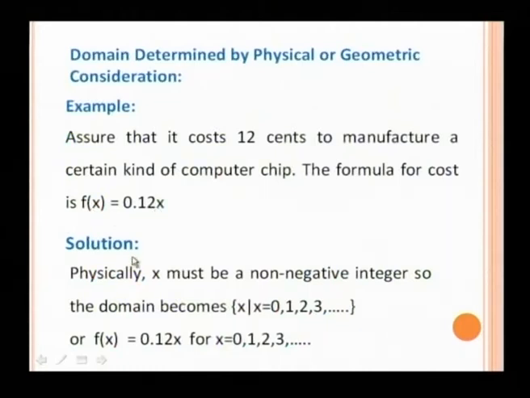For the solution, if we consider physically, then x must be a non-negative integer. So the domain becomes x such that x is equal to 0, 1, 2, 3 and so on, where all the x's would be considered as positive or non-negative integers. So finally, for the function f of x is equal to 0.12x, the domain would be 0, 1, 2, 3 and so on.